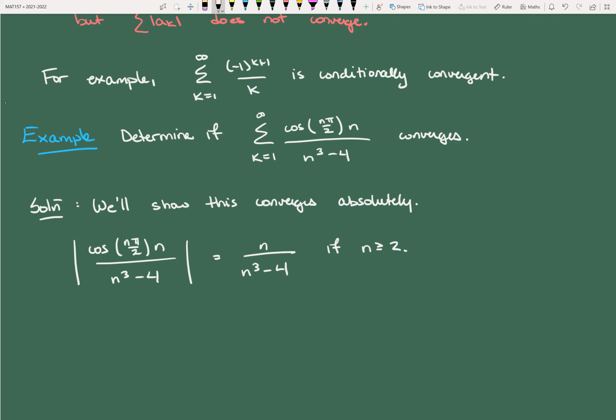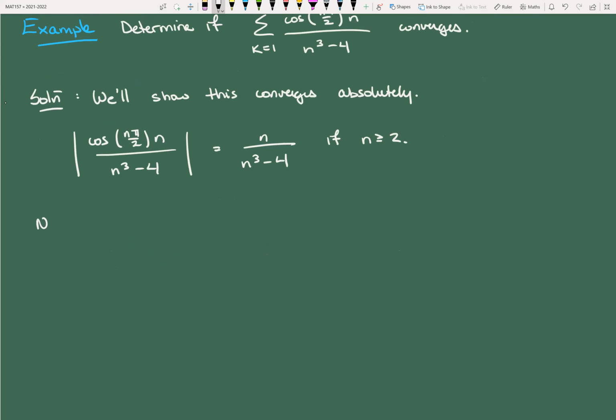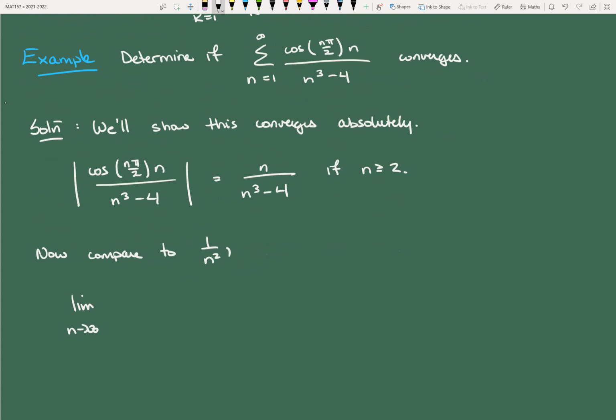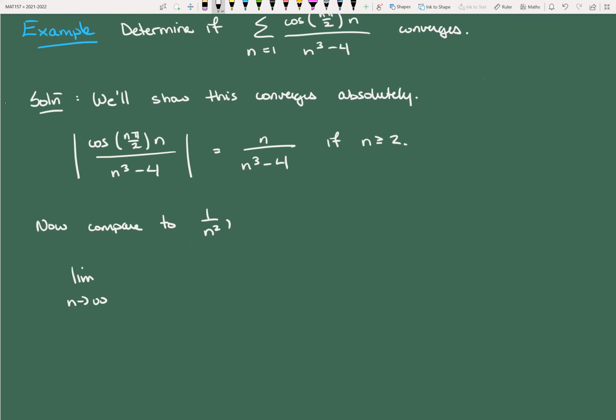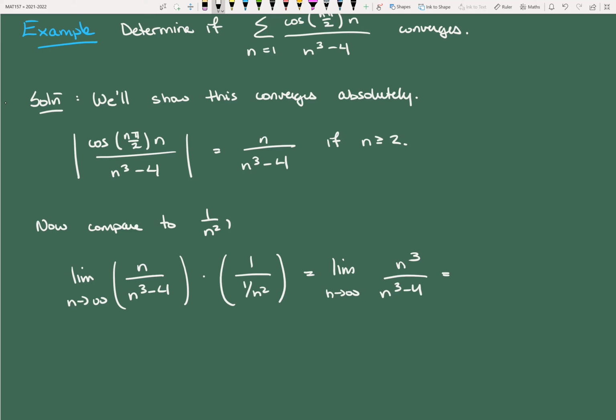Now again, we want to limit comparison test it, compared to 1 over n squared. So we're going to take the limit as n goes to infinity (I mixed my k's and n's again; you guys got to yell at me when I do that) of the term times n squared. Now I'm using the limit comparison test. Let me just include this, because last time I did this, people were like, whoa, what the heck did you do? So now I'm going to divide everything by n cubed.